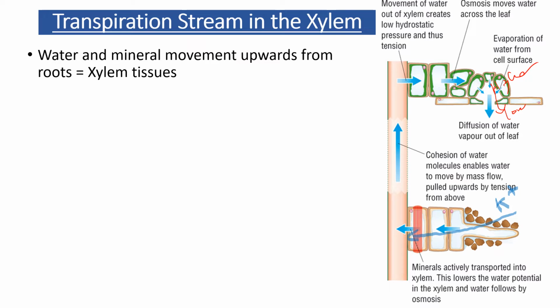Because the water has evaporated and then diffused out of the leaf, that causes these cells here to have a lower water potential, and then these ones over here have a higher water potential. So water then moves from a high to low water potential via osmosis as a water potential gradient has been set up. And all this movement up the plant happens in the xylem tissues, and we'll talk about that in a second.